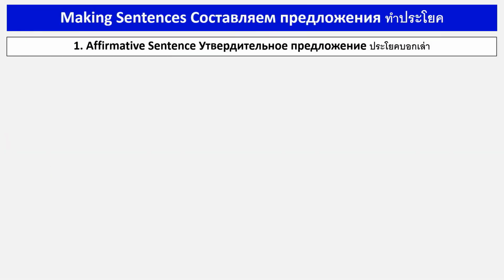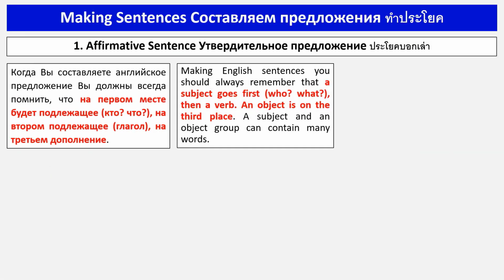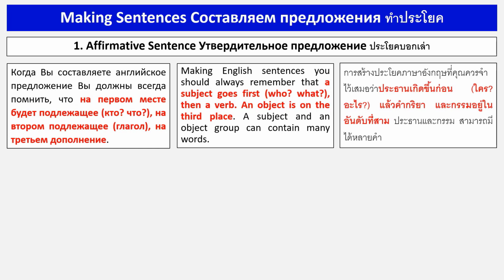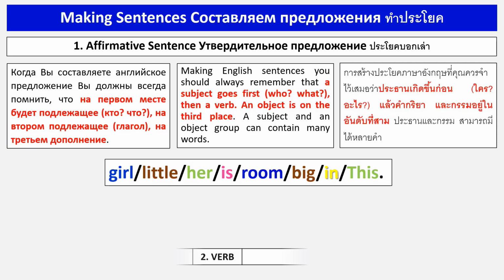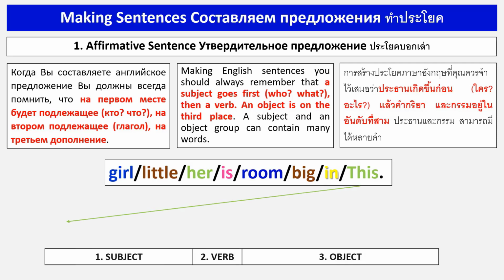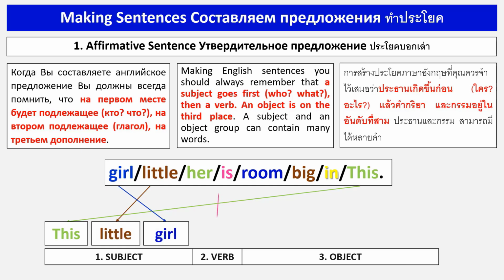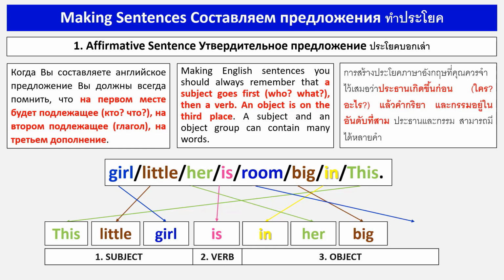Making sentences. Affirmative sentence. Making English sentences, you should always remember that a subject goes first, who, what, then a verb. An object is in the third place. A subject and an object group can contain many words. This little girl is in her big room.